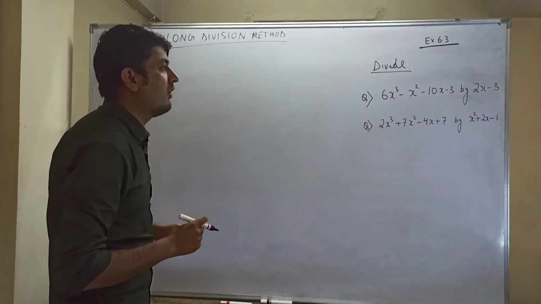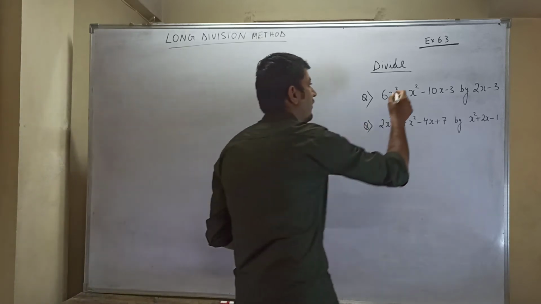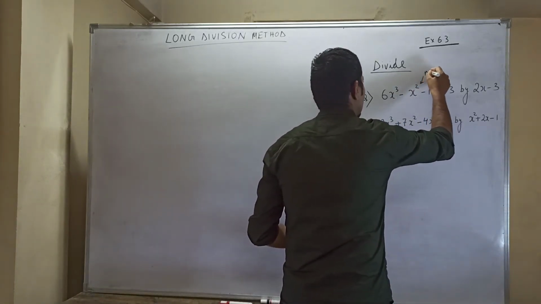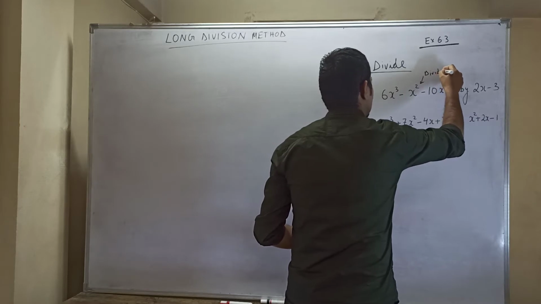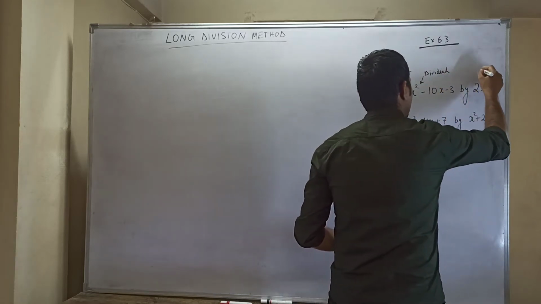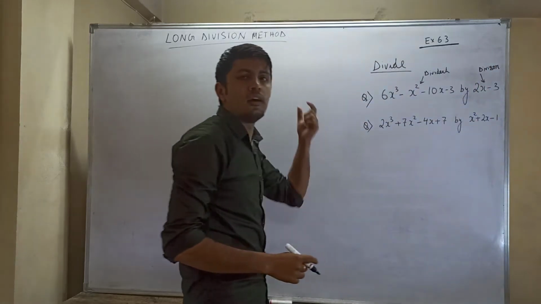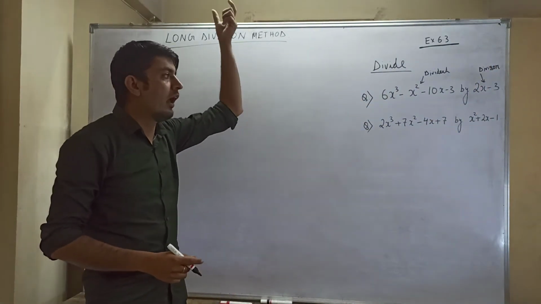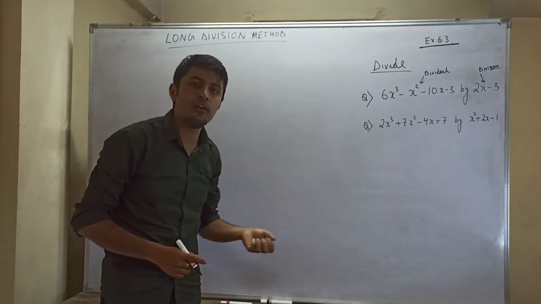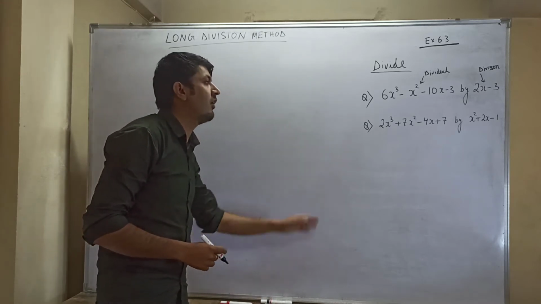So you write down your dividend first. This is called your dividend, and this is called your divisor. So you have to divide, okay? You have to divide and write down the remainder and the quotient. So let us try to divide.